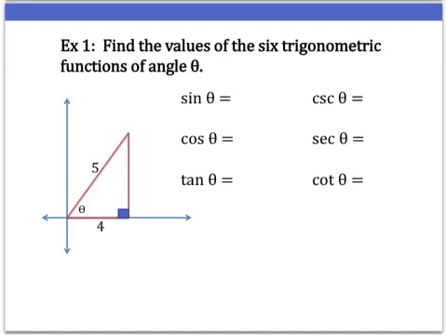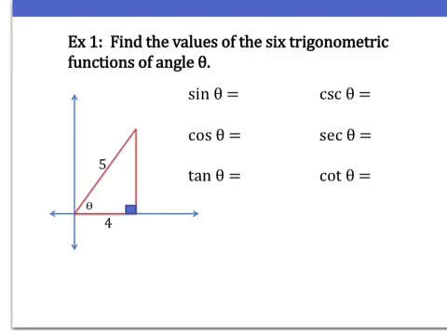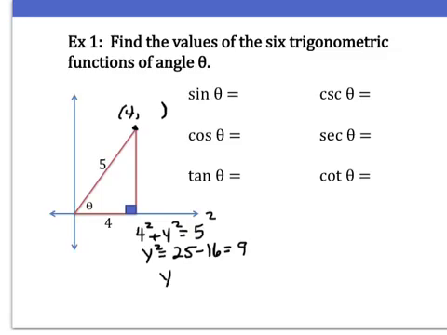Alright, so we're going to use the trig functions that we learned about to find some values. Now let's look at our triangle here. Here's our point. This point is (4, something). We don't know what the something is. We don't know what y is. So we're going to begin with finding our y value by using the Pythagorean theorem. So I have 4 squared plus y squared equals 5 squared, which gives me y squared is equal to 25 minus 16, which is 9. So y is 3. Okay, so that's important to know.